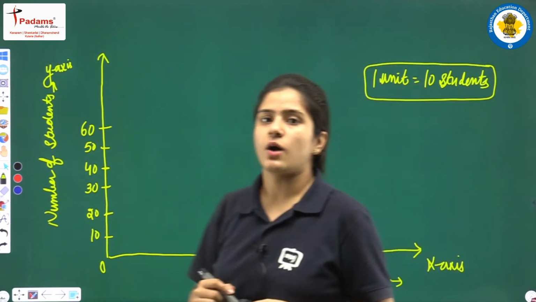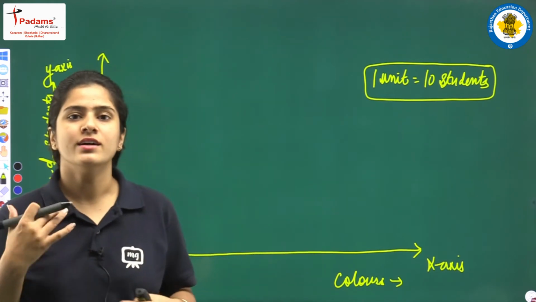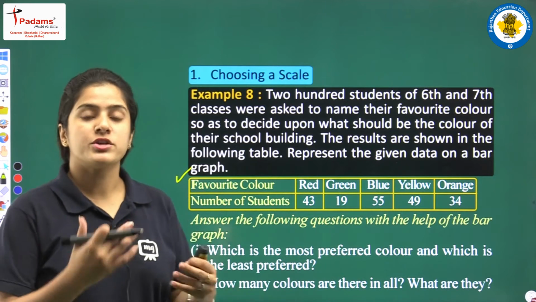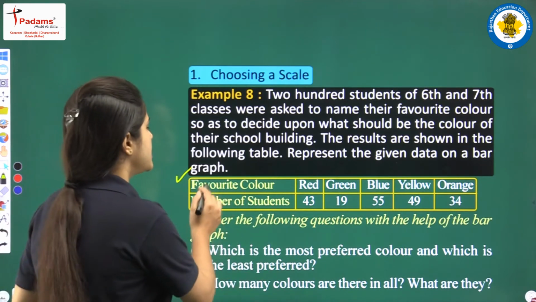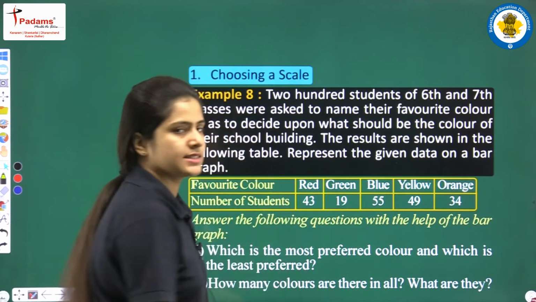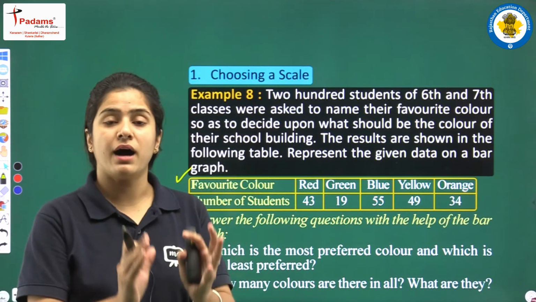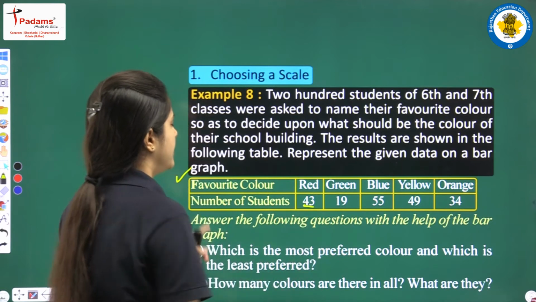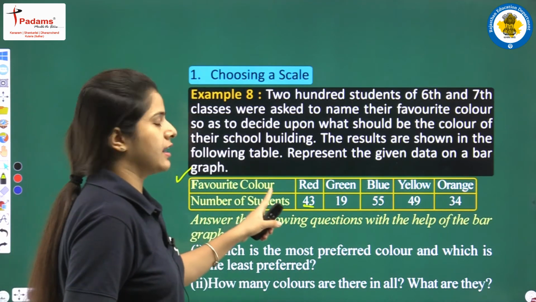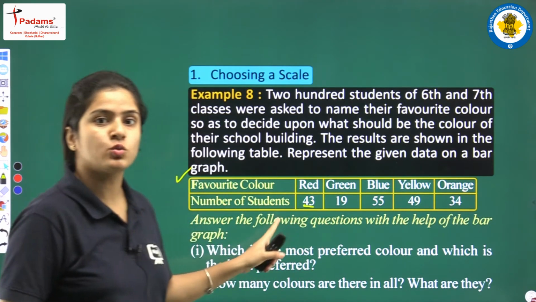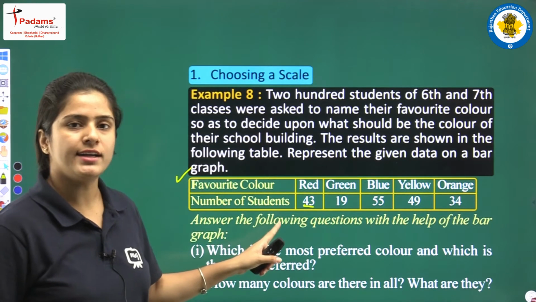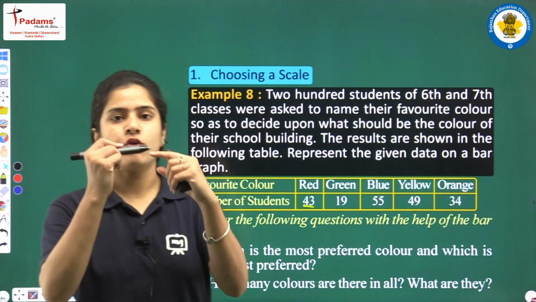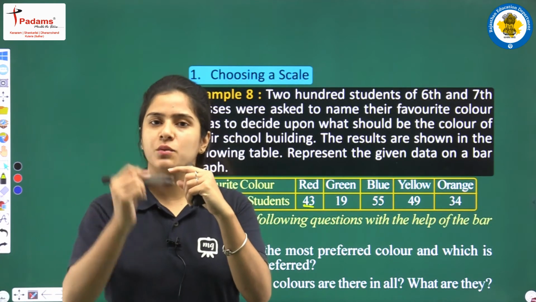Alright, so now students, we'll draw this table on it, which will be called a bar graph. Favorite color red. Firstly we'll make the bar of red color. What is the favorite color? Red. And how many students have the favorite color red? That is 43.